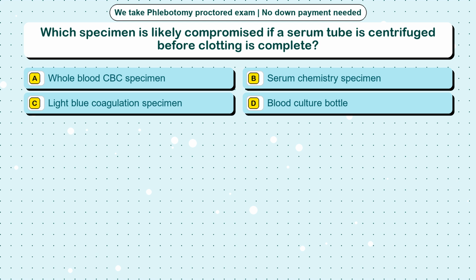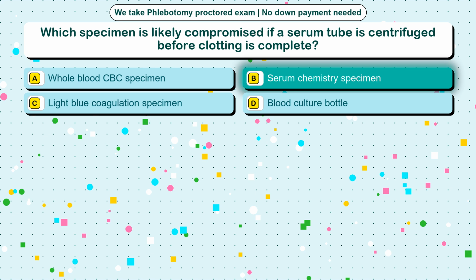Question 56. Which specimen is likely compromised if a serum tube is centrifuged before clotting is complete? Option A, whole blood CBC specimen. Option B, serum chemistry specimen. Option C, light blue coagulation specimen. Option D, a blood culture bottle. The correct answer is option B, serum chemistry specimen.